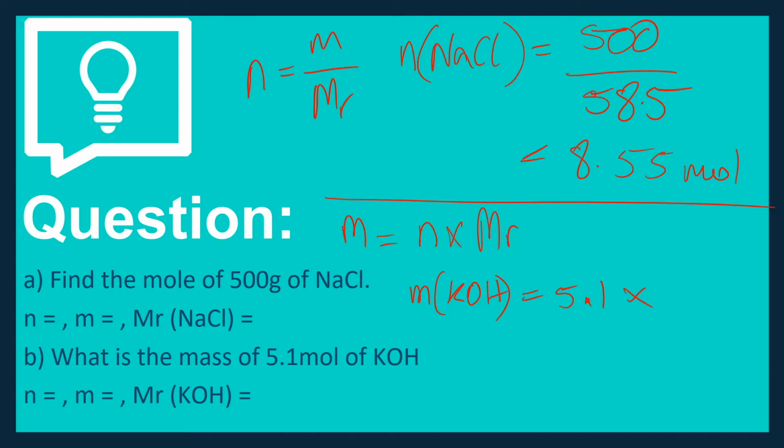Now, we haven't calculated this. If you go through and do it, what you get is 56.1. And when you multiply those two together, you are going to get 286.11 grams. So if you had 5.1 moles of potassium hydroxide, it would weigh 286.11 grams. So that's how we do those questions.